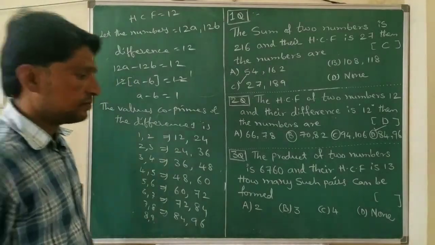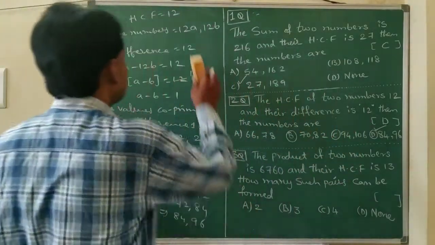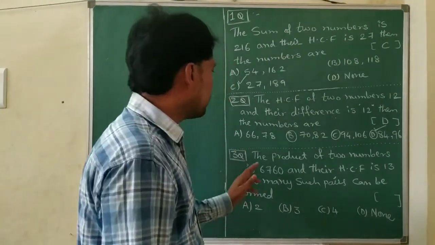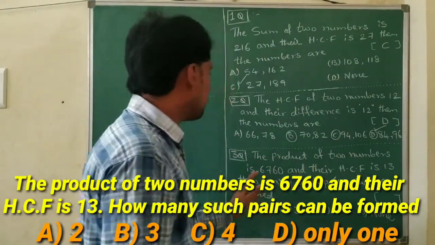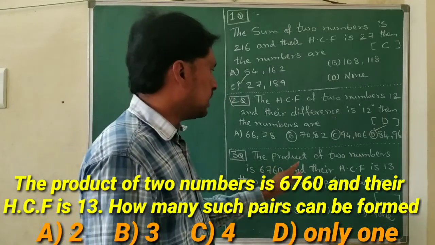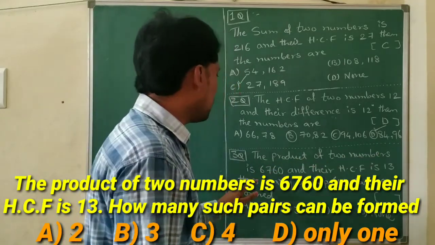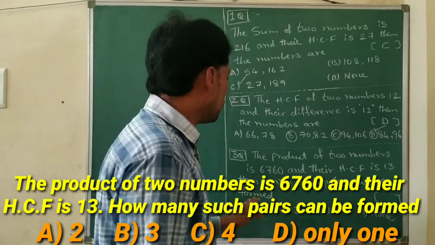Next, question number 3. The product of two numbers is 6760 and their HCF is 13. How many such pairs can be formed?